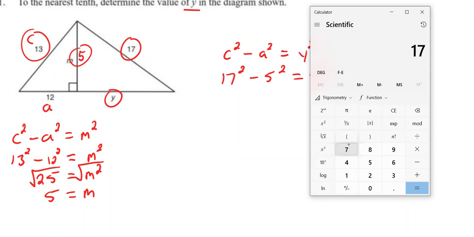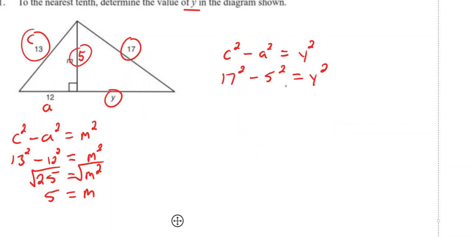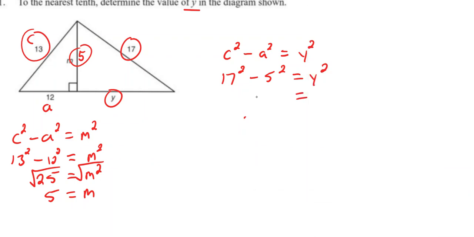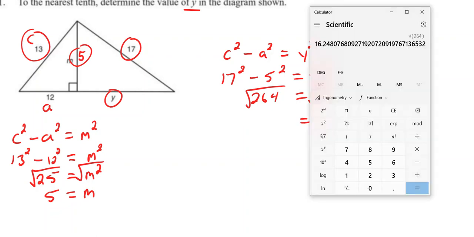17 squared minus 5 squared equals 264. And then, like you said, the very last step would be to square root it, right? So 16.2. I'll write the intermediate step there though, 264. And then square root both sides. So we get y is equal to 16.2.